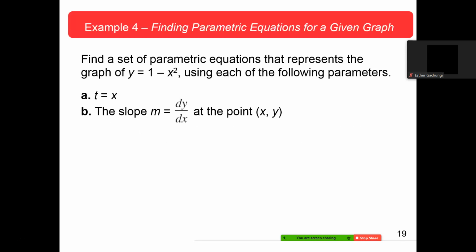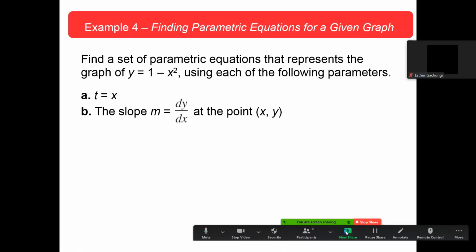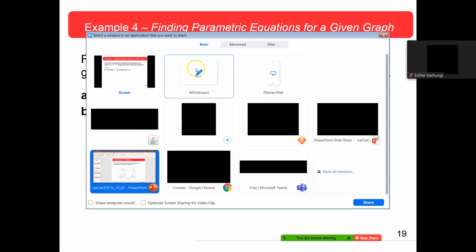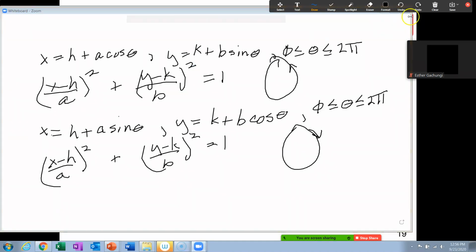Here's example 4. Let's just jump into the example. Find the set of parametric equations that represent the graph of y is equal to 1 minus x squared using each of the following parameters. I wish they hadn't said this. In fact, I think I'm going back to here. Let's just go back to our whiteboard. We're going to do this without them telling us what to do. I don't like to be told what to do, right? Okay.